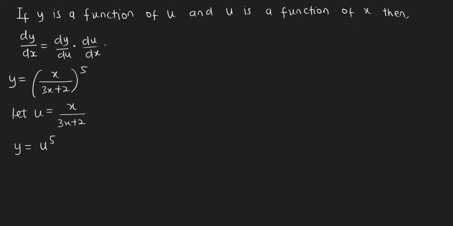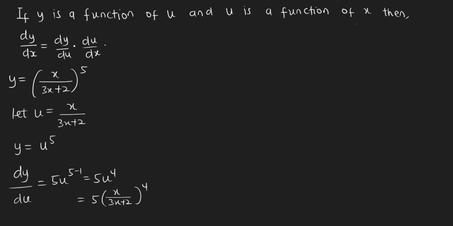To do this, you will need dy/du. We are going to apply the power rule here. So we are going to have 5u to the power 5 minus 1, that will give us 5u to the power 4. But we know u to be x over 3x plus 2. So that will be 5 multiplying x over 3x plus 2, to the power 4. So that's what dy/du is.